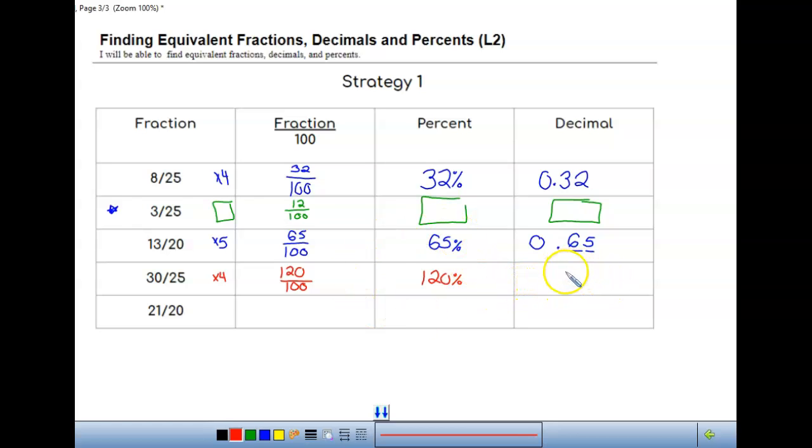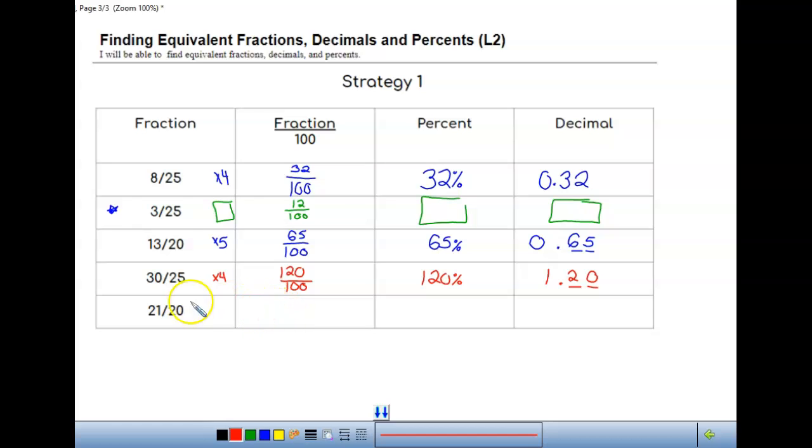Decimal is going to be a little weird. All right, so this is in the hundredths, so there's only going to be 2 numbers behind there, but I have 3 to pick from. Well, I can't go any farther because it has to end at the hundredths. So what's going to happen is this is going to be 1.20, 1 and 2 tenths. All right? And it's also 120%. It's bigger than 100% because the 30 is bigger than the denominator.